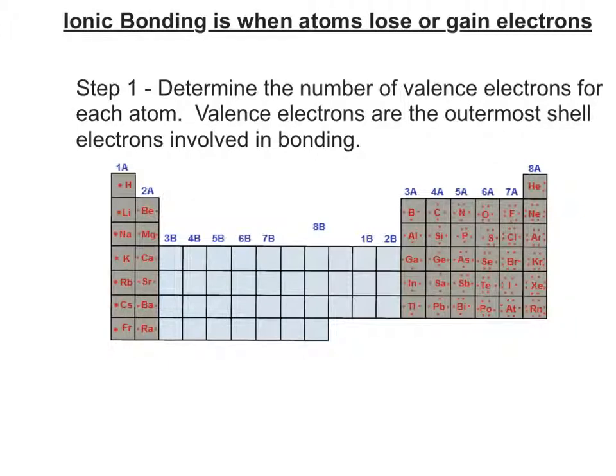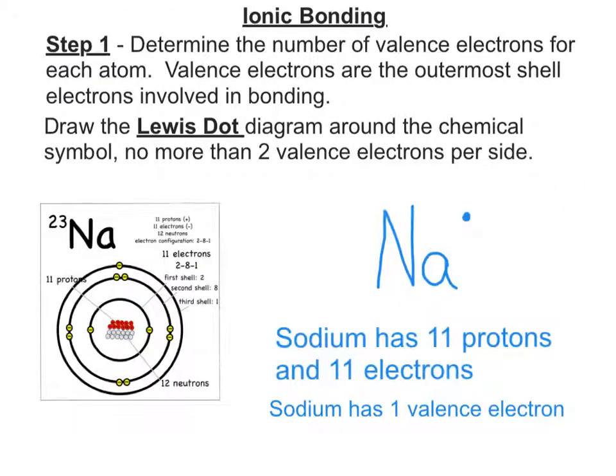The first step is to determine the number of valence electrons for each atom. Valence electrons are the outermost shell electrons, and they're involved in bonding. So now we're going to draw the Lewis dot diagram around the chemical symbol. No more than 2 valence electrons per side. Sodium has atomic number of 11, therefore it has 11 protons. And because it's neutral on the periodic table, 11 protons will equal 11 electrons.